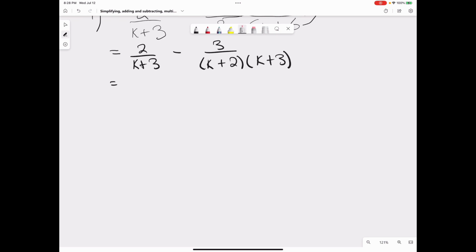Now we're going to see which denominator has which term. For this fraction, it has the denominator k plus 3. Well, that's great because the next fraction also has a k plus 3. So they have a common denominator in that term. But now we're looking at the next fraction, and this fraction has a k plus 2, and this fraction does not. So we need to multiply the first fraction by k plus 2 so that it can be a common denominator.